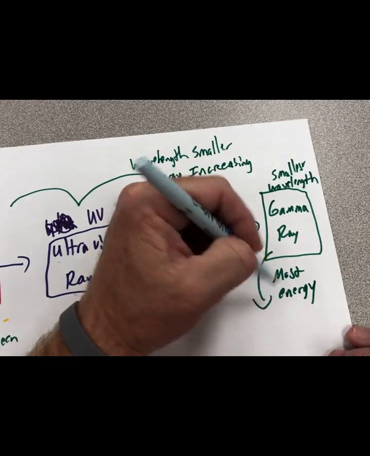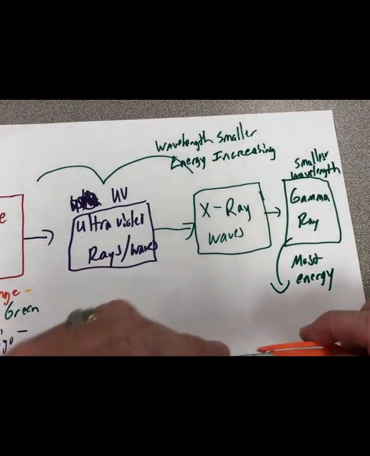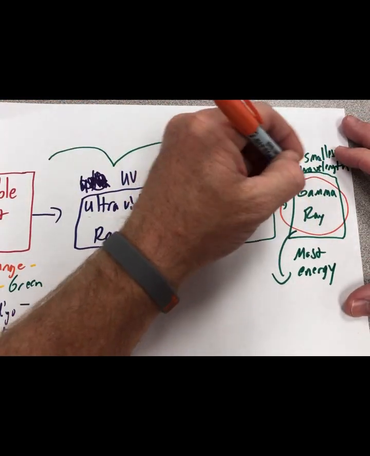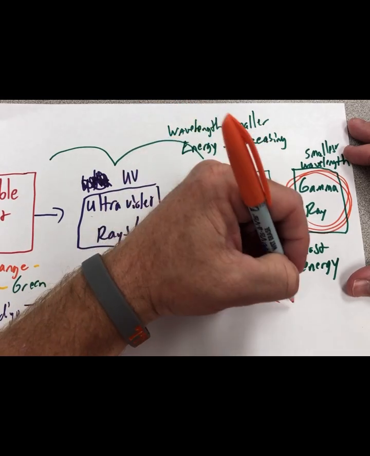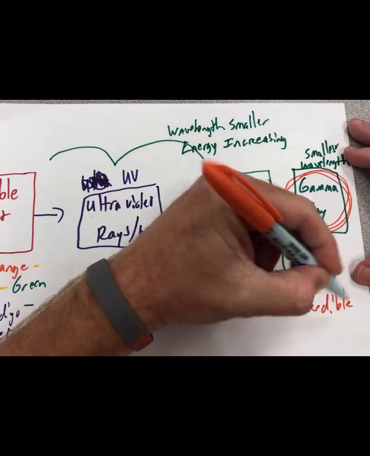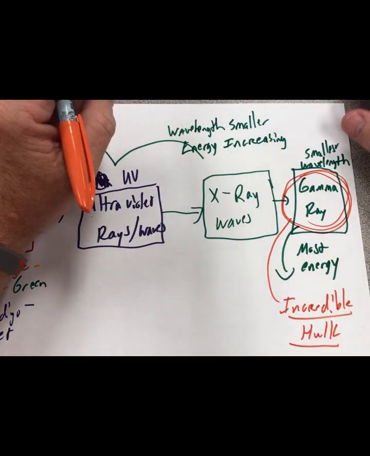A lot of people associate the gamma rays. They can remember, if you're into the Marvel Cinematic Universe, according to their storyline, gamma rays created the Incredible Hulk. So that's where a lot of people have heard that from.